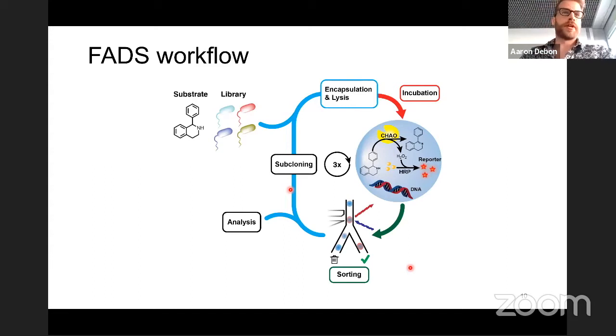And after sorting, we collect the positive droplets. What we can then do is either iteratively sort to enrich the library more, which is what we did 3 times, or analyze single clones after every round.